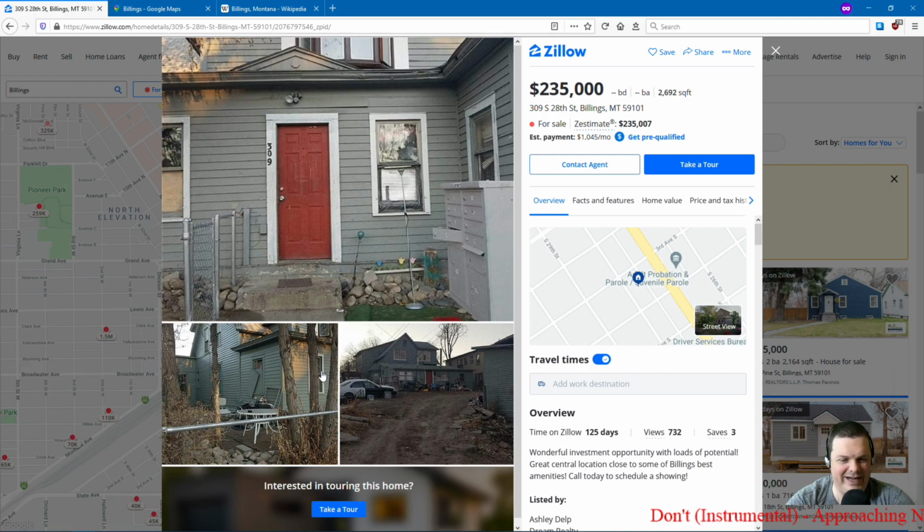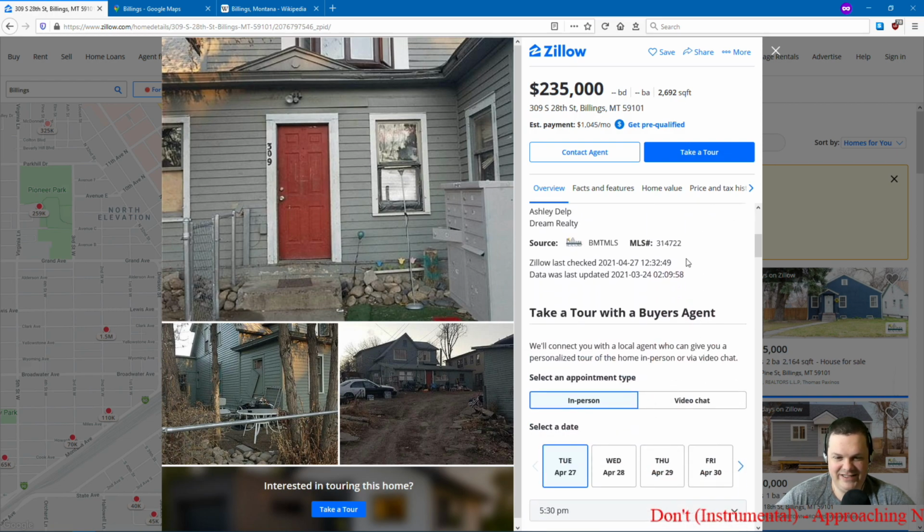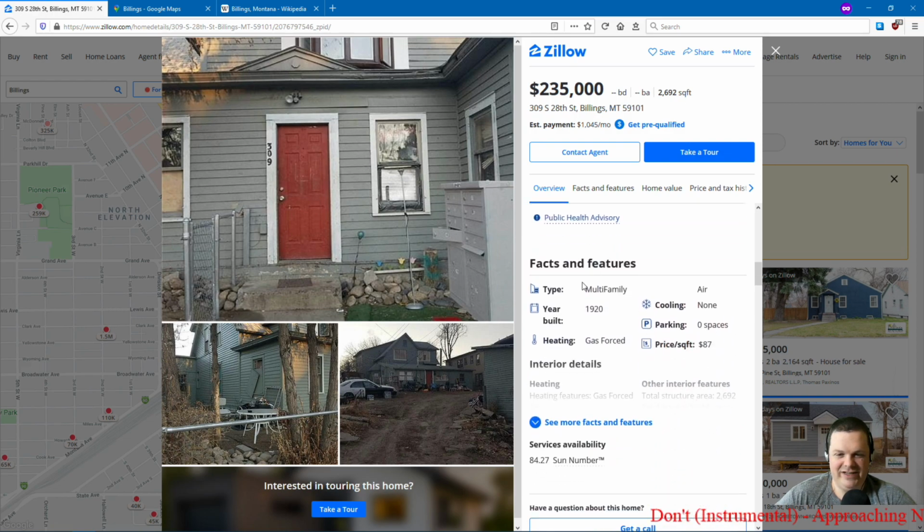$235,000. Unknown bed or bath. That's okay, so this is gonna be like a shell or something, right? It already looks really interesting. Nice rock piles there. Furniture outside. Yes, furniture outside. Why do you ask? It looks like it's right next to the adult probation and parole and juvenile parole facility. All right. Great central location. Close to some of Billings' best amenities. Yeah, sure. It's a multi-family unit.